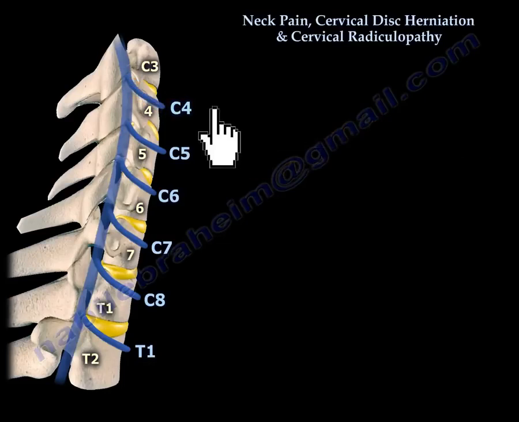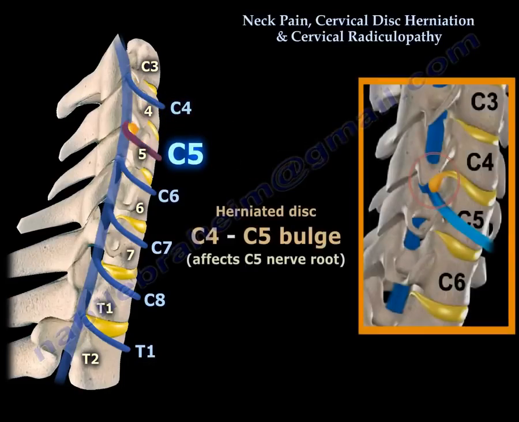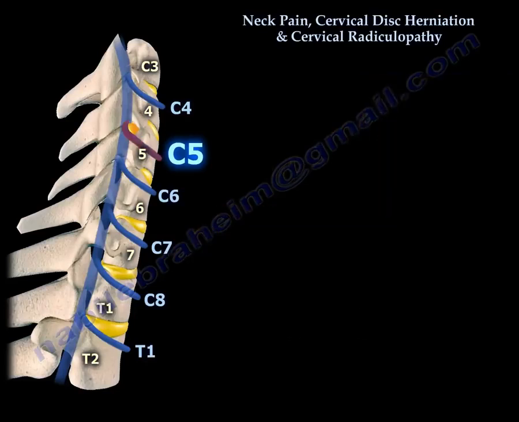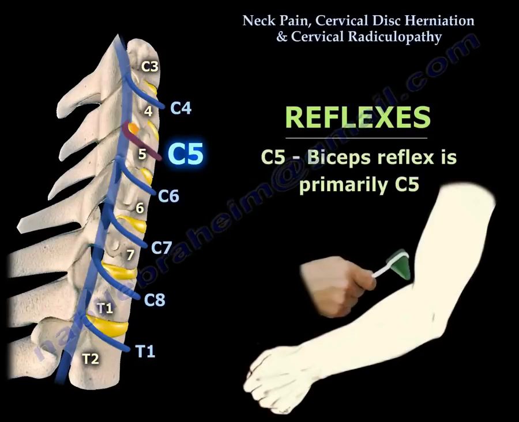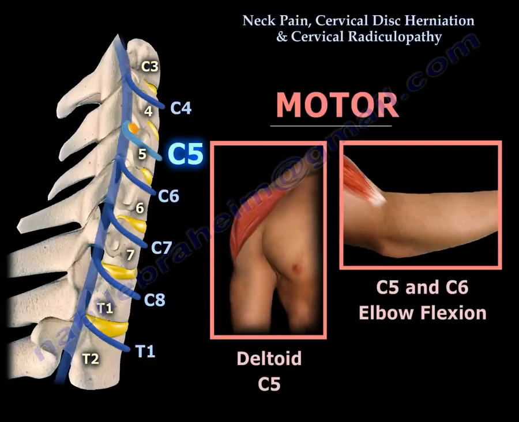If you have a C4, C5 disc bulge, it can affect C5 nerve root, and this will affect sensation around the shoulder area. Also, the C5 will affect the biceps reflex because the biceps reflex is primarily a C5. As regards the motor, the C5 will affect the deltoid power and the strength, and it could affect elbow flexion, which is C5 and C6.